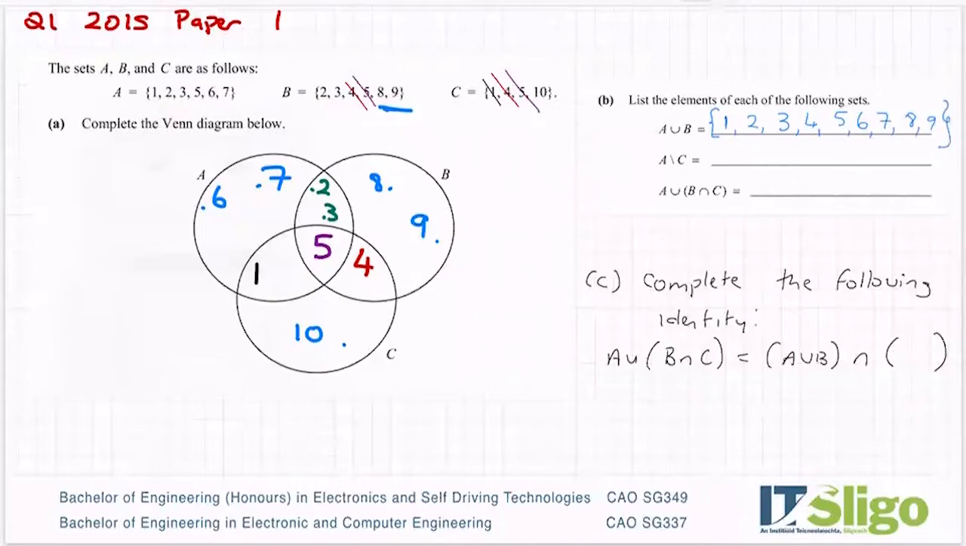So what I do then is I count the number of elements. So 1, 2, 3, 4, 5, 6, 7, 8, 9. Okay, so I'm confident then that I have them all. So that's A union B.